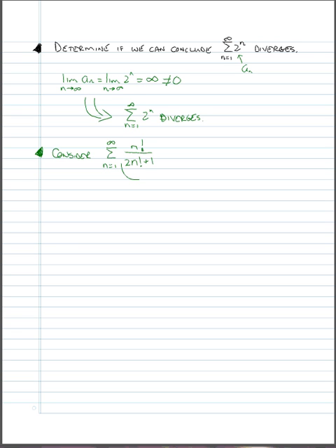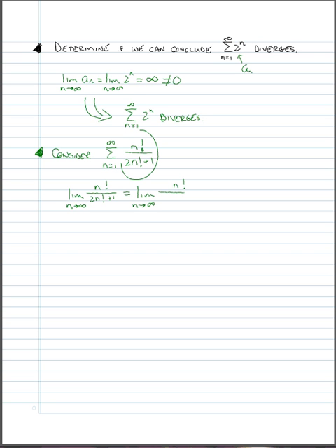So to test it, we need to consider what a sub n is. And a sub n is this piece right here. So I'm going to look at the limit of a sub n, which is n factorial divided by 2 times n factorial plus 1, as n goes to infinity. Now, if that limit is 0, then that tells us nothing. If that limit is not 0, then that tells us the series diverges. So here's the way I'm going to determine this limit. This is just an old technique. I'm going to multiply the numerator and denominator both by 1 over n factorial.